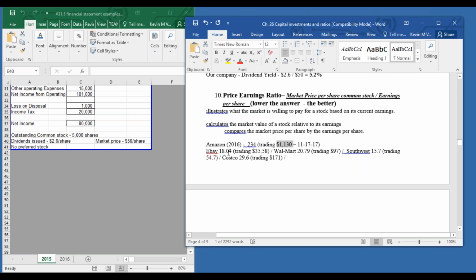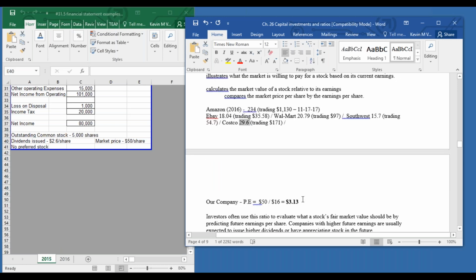I give a couple others here. eBay, a lot more realistic, 18 instead of 234. Walmart, it's at 20. So you can see where most of the other companies lie, between the 15 and 30 range. Whereas my company, I'm a lot lower, way down to 3, not 3, but 3.13.